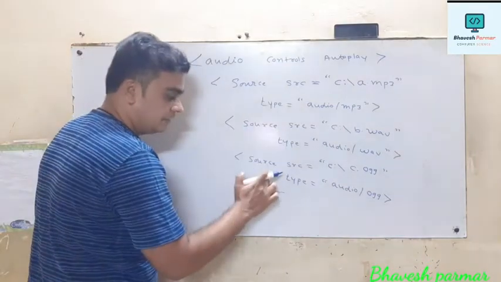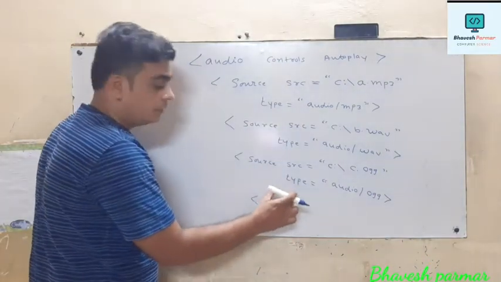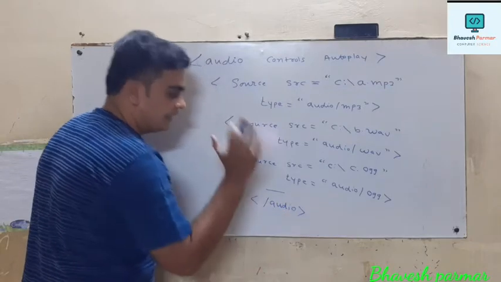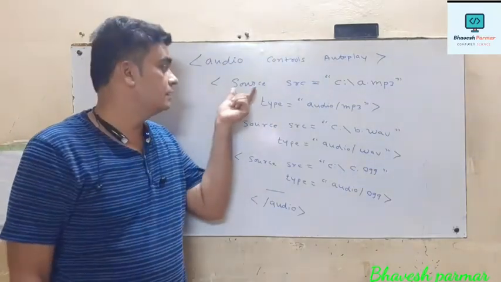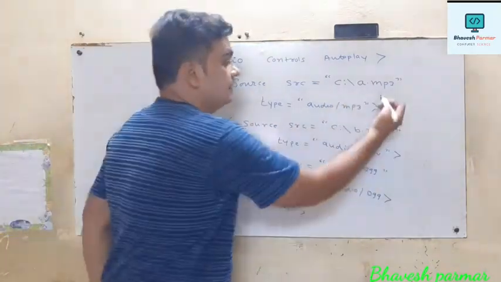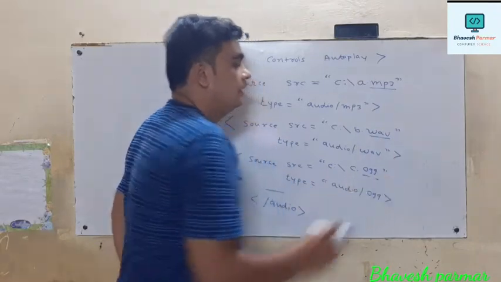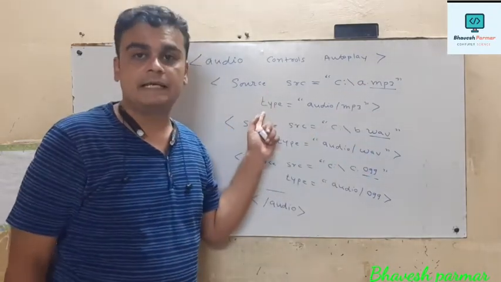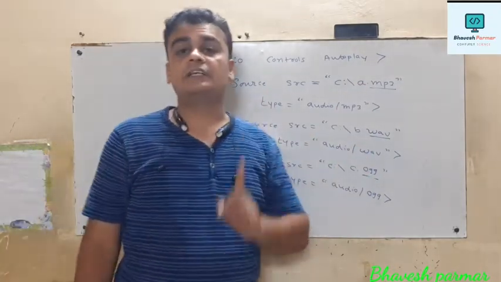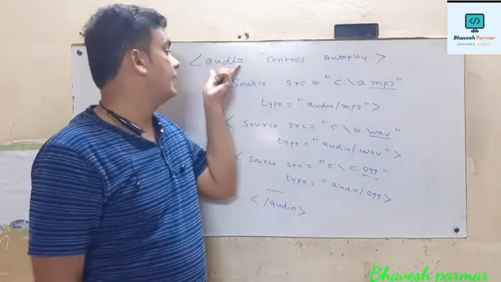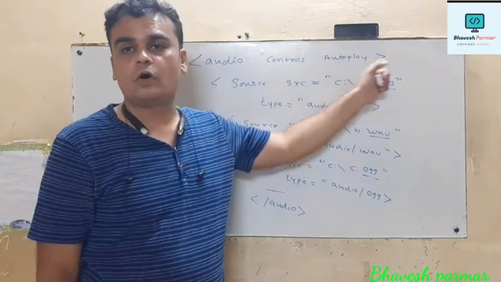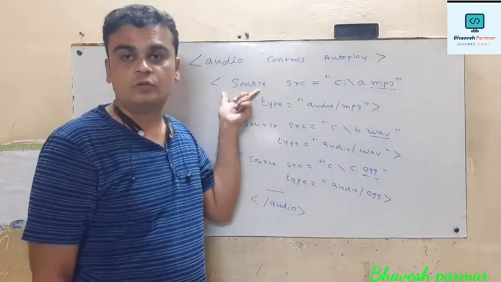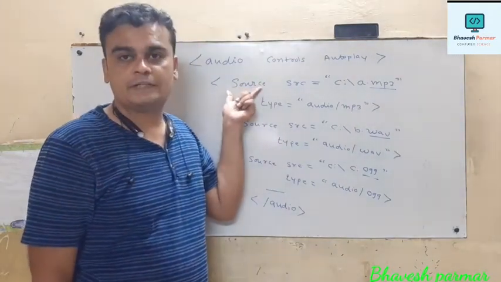If it doesn't work, then this message is displayed on your browser screen, and afterwards you have to close this audio tag, so /audio. In this way, by using the source tag I can add these various different audio file extension formats within a single page. If I wish to add only a single audio or video, I can use audio src and then controls and all the attributes within this audio tag itself. In that case there is no need to use the source tag.